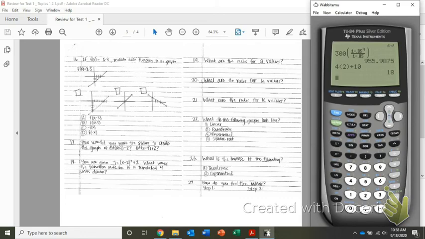Okay? On 24, it just asks you how to find the inverse. Step 1, swap x and y. Step 2, solve for y. Okay?